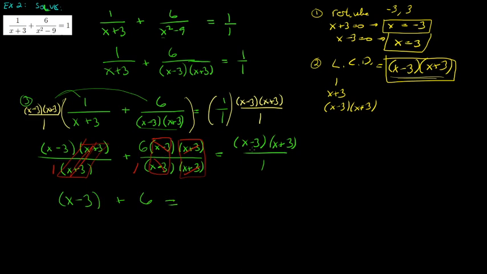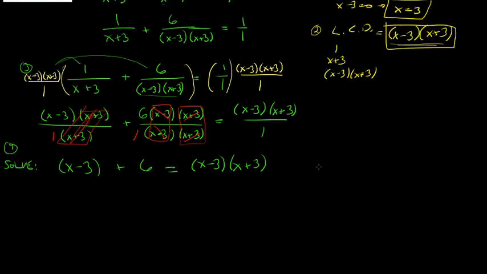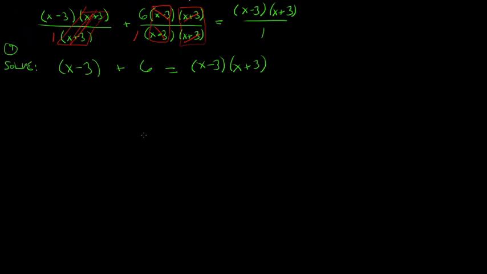And that equals, well, x minus 3 times x plus 3. Right? Yes, divided by 1, but right. The whole point is to get rid of the fractions, right? So now we're on to step 4. Step 4 is to solve this equation. And this is a little more difficult than the one we did last time in the first example. So we're going to need a little bit of space here.